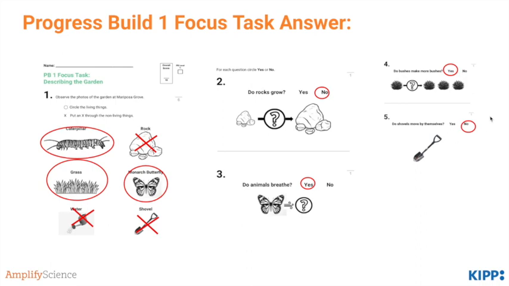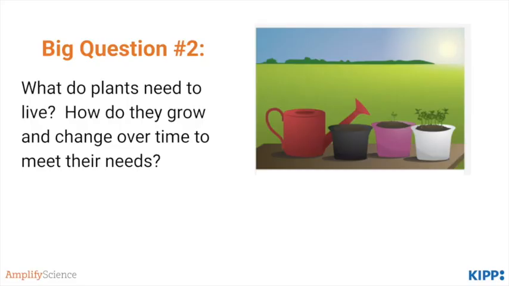Each of these questions is geared towards a specific misconception that students might have about non-living things or a key feature of living things. And right here you see the Progress Build 1 statement. Go ahead and review it, and then we'll go on to the next section. Great, on to big question number 2.